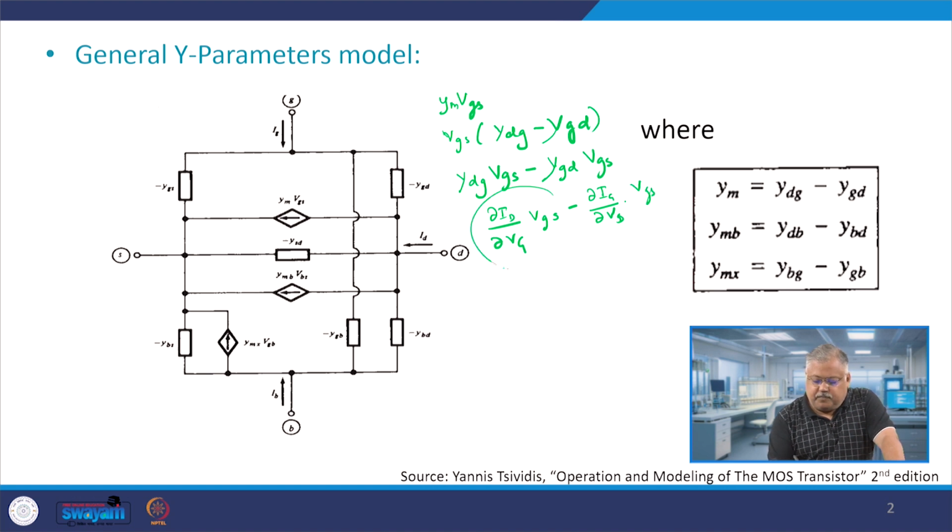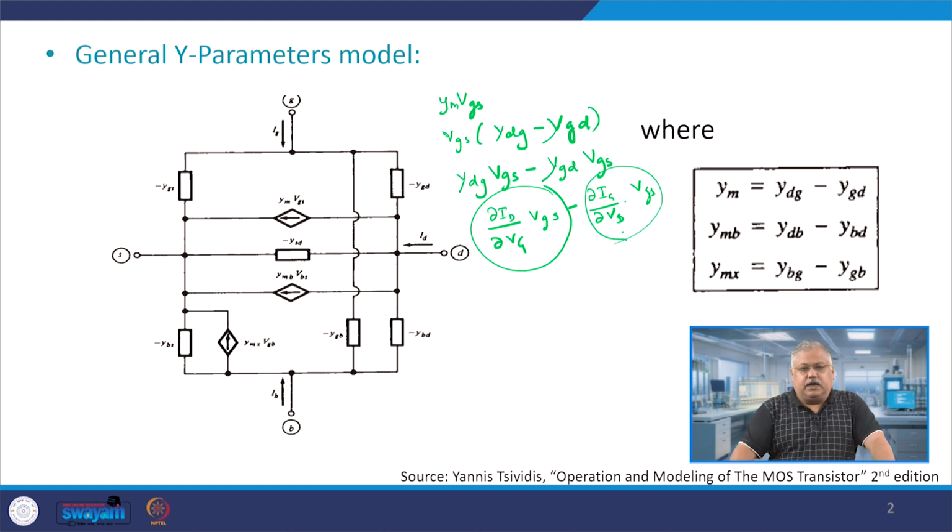So, this gives you the parameter which helps you to find out the current flowing between source and drain because of the change in the gate voltage, and this one gives you the change in the current because of the change in the drain voltage, right. And if you add those two together, you will get the net effect.